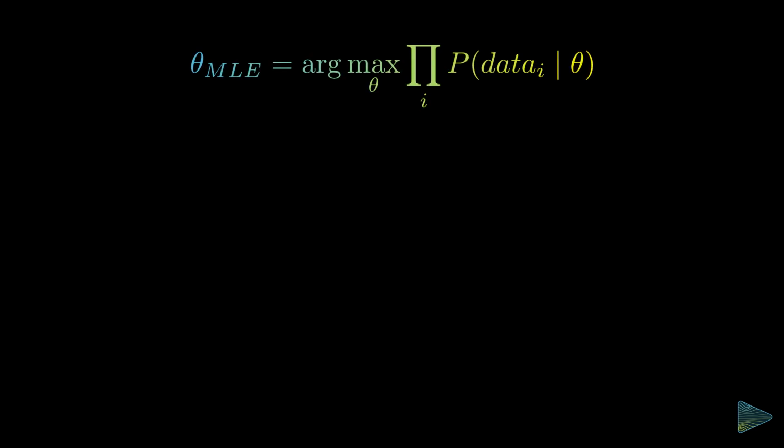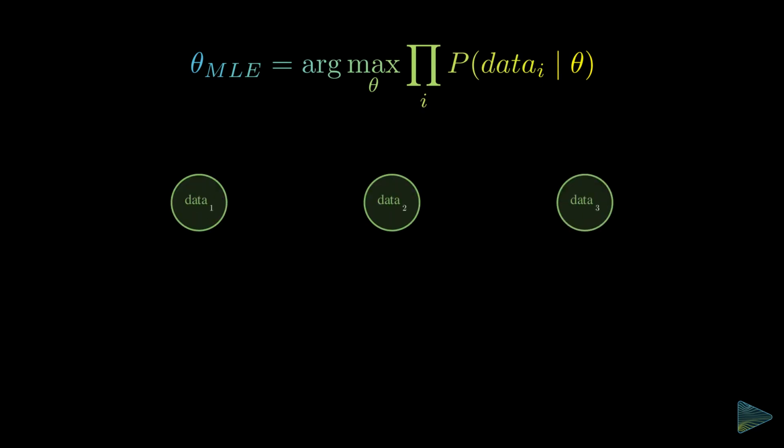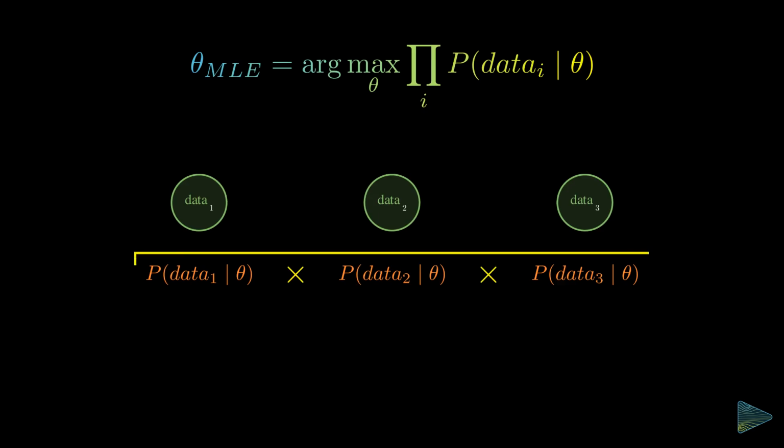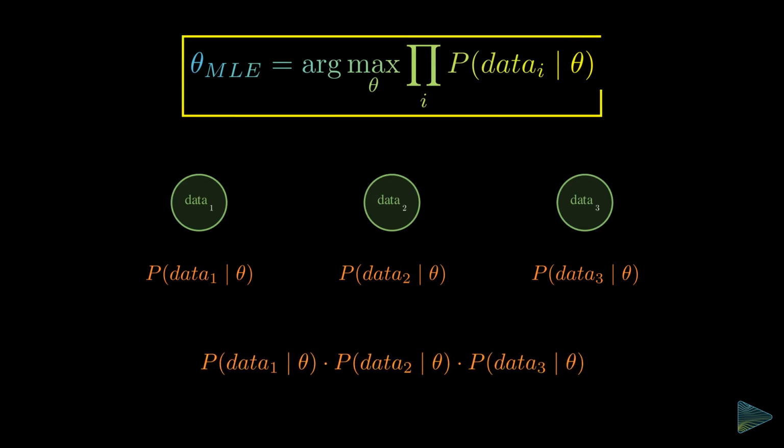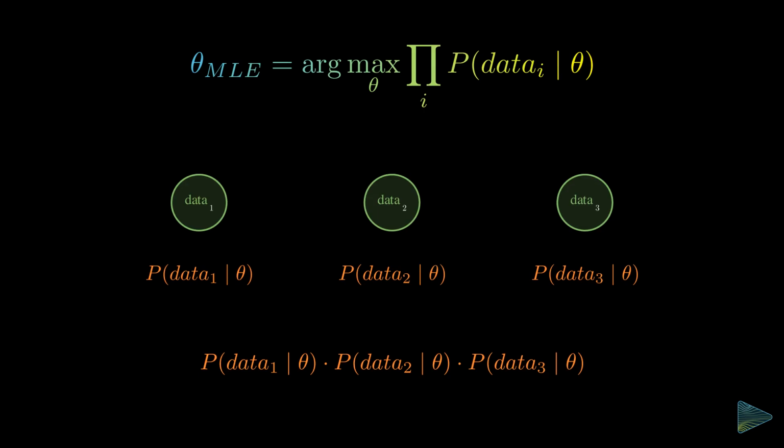Mathematically, if we have data points and a model with parameters theta, MLE finds the theta that maximizes the probability of observing our data. We write this as argmax of the product of probabilities for each data point. Here we see 3 data points, each with its own probability given theta. MLE multiplies these probabilities together and finds the theta that makes this product as large as possible.